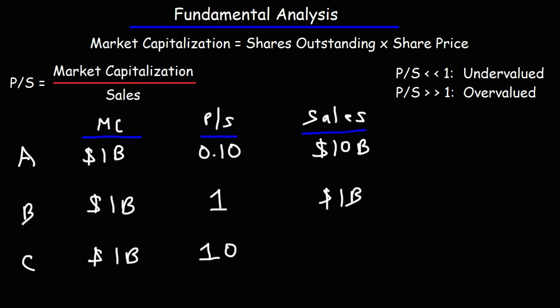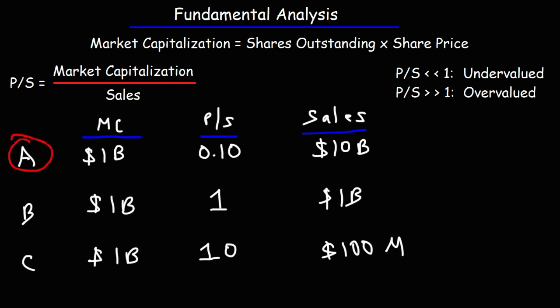Now for company C, the price to sales ratio is high. That means that the market cap exceeds the sales. So this is going to be 1 billion divided by 10, which is 100 million. So which of these three companies appear to be more valuable to you? Company A, B, or C, given that they have the same market capitalization? Clearly, the answer is Company A.